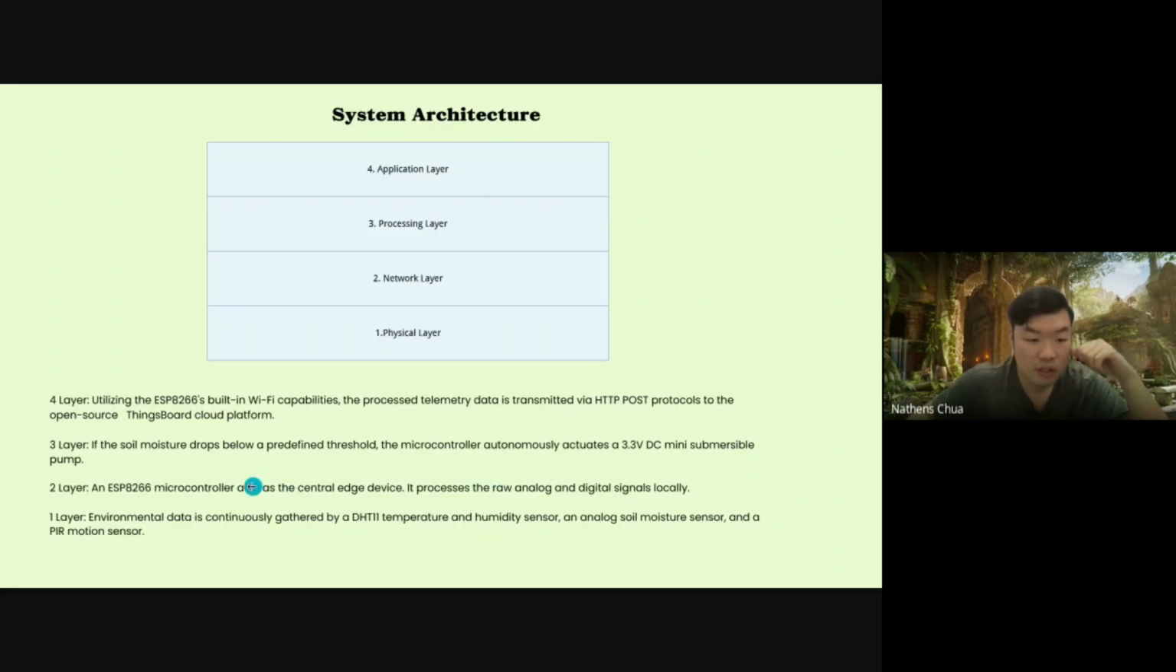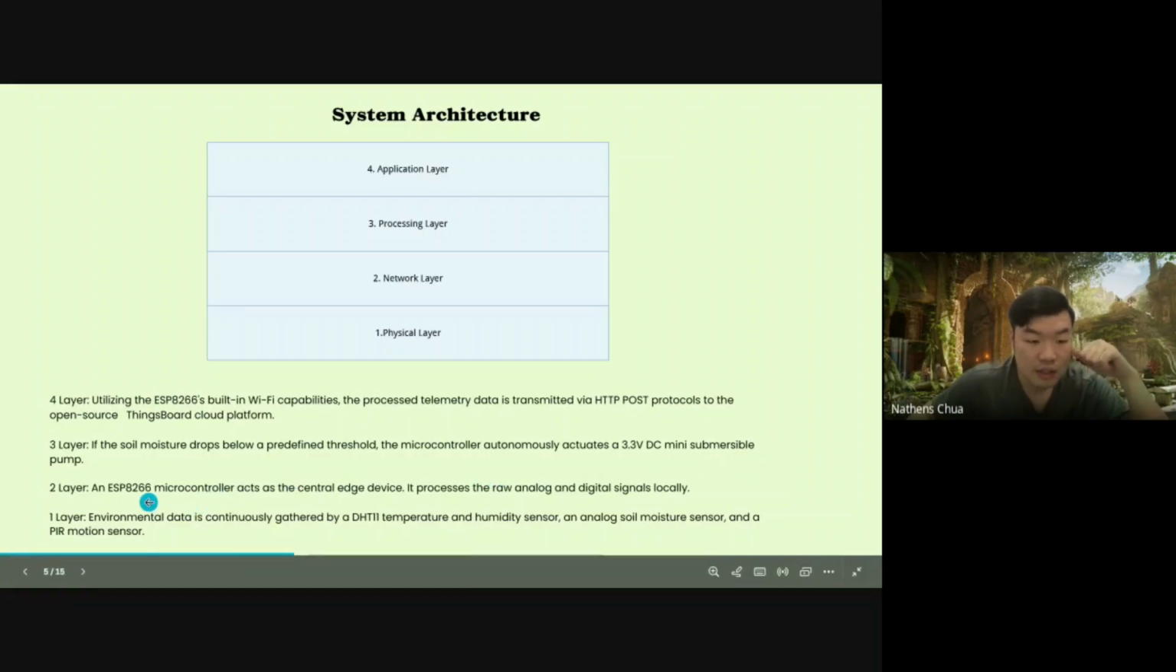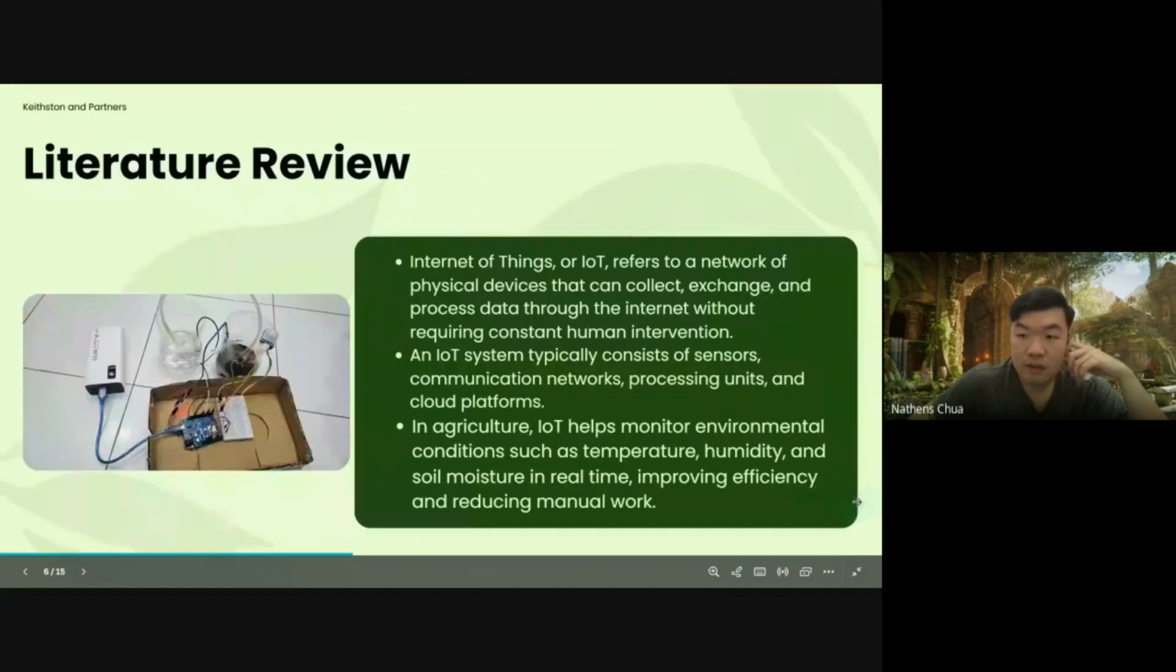And also the second layer is the ESP8266 microcontroller acting as the central edge device. It processes the raw analog and digital signals locally. And for the first layer, environmental data is continuously gathered by a DHT11 temperature and humidity sensor, an analog soil moisture sensor, and a PIR motion sensor. Okay, next.